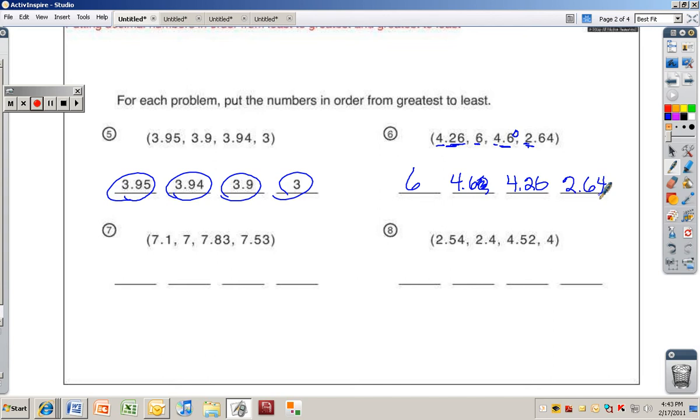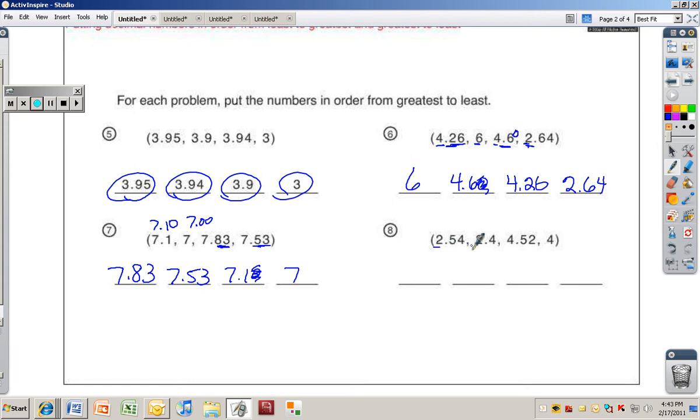And all of these start with 7, so we're looking for the largest one. We might want to make this 7.10. This is 7.00. These already have 2 numbers after the decimal point. Well, if you just kind of ignore the 7 and look at the hundredths place, you can see this one has 83 hundredths. That's the largest. And then 53 hundredths would be the next biggest. And then 10 hundredths, or 1/10, and then just the number 7.